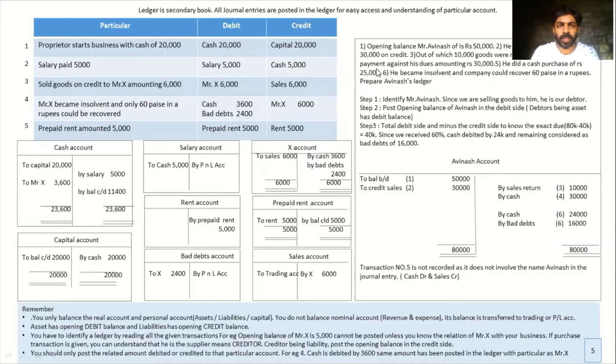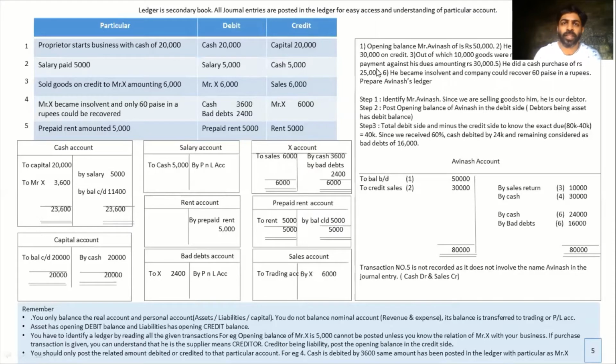The first example states that the proprietor starts business with cash of 20,000. Now, what is the journal entry? Cash is coming into the business, so you have to debit the cash. And what are you going to credit this time? The capital. Now, if I have to post this in a ledger, which ledgers are involved? First, the cash ledger, and second, the capital.